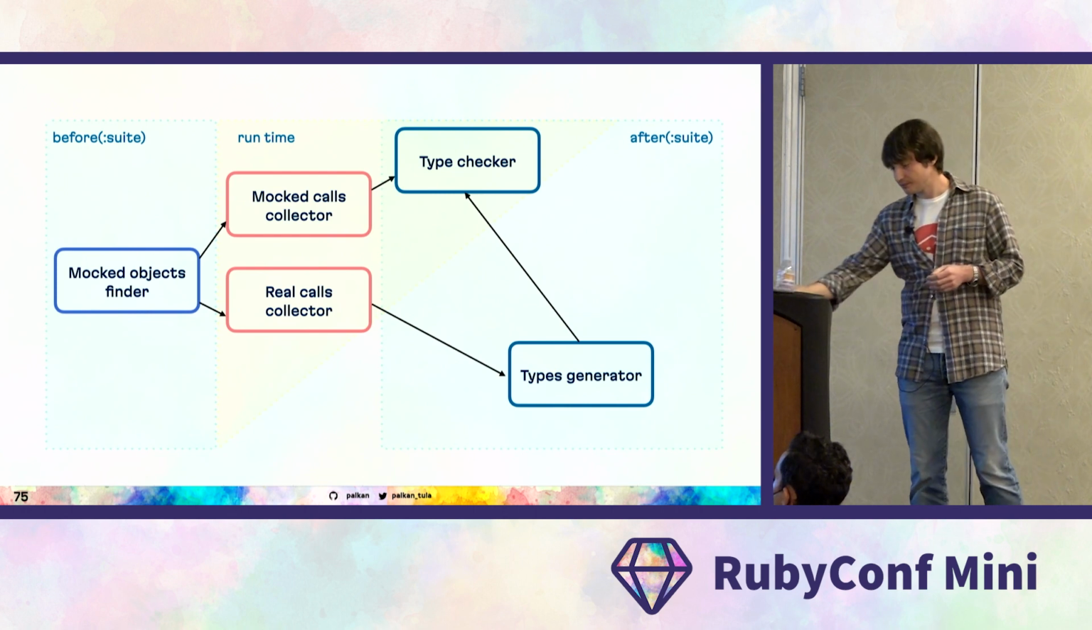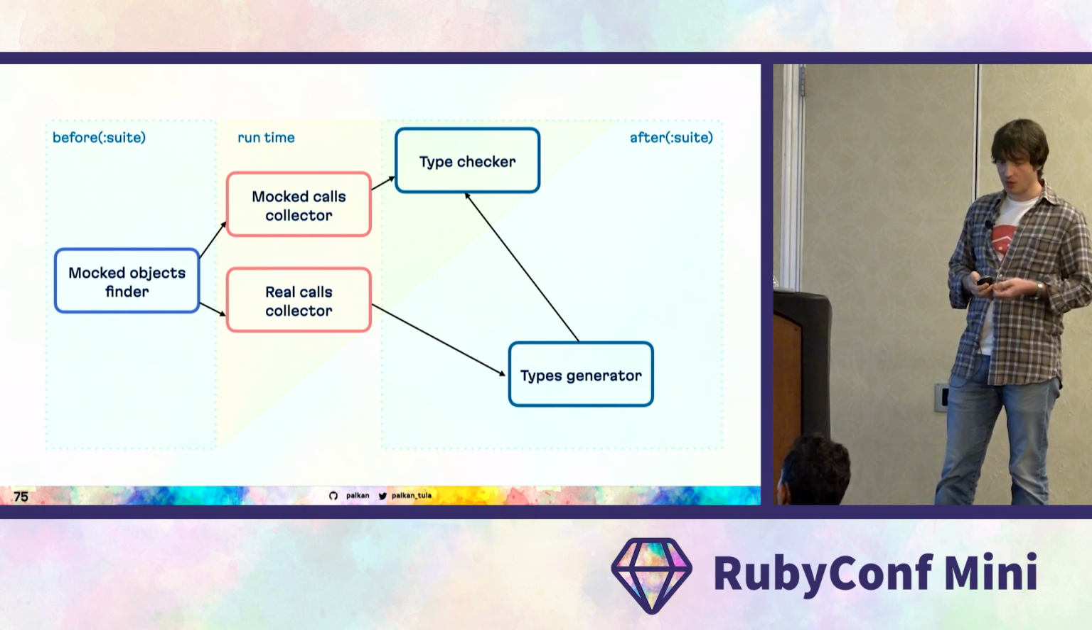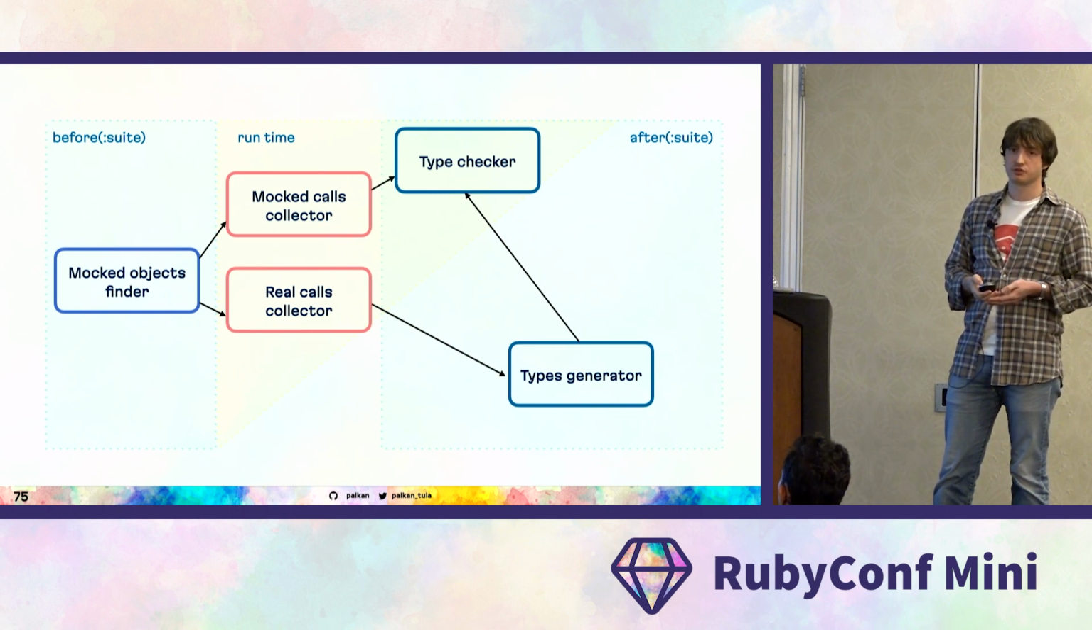Okay, let's move on. Type signatures are great. We can verify that mocked calls satisfy the types for the real objects. But unfortunately, types do not save us from false positives, because sometimes values matter.